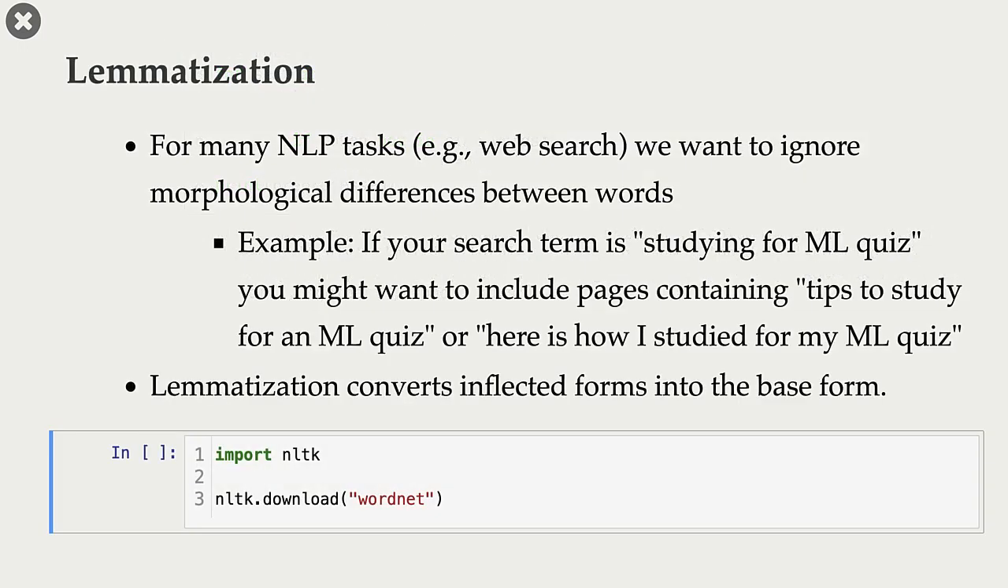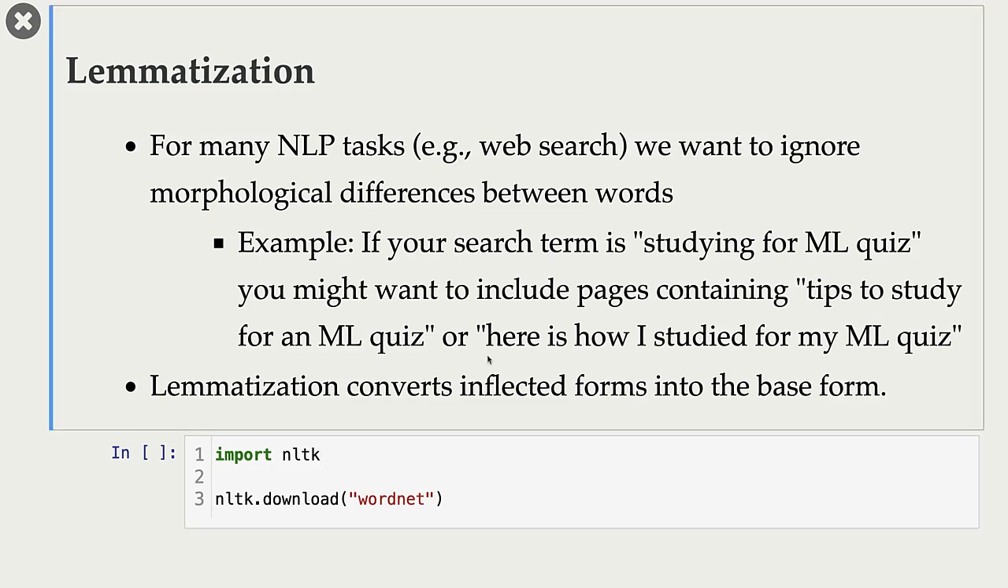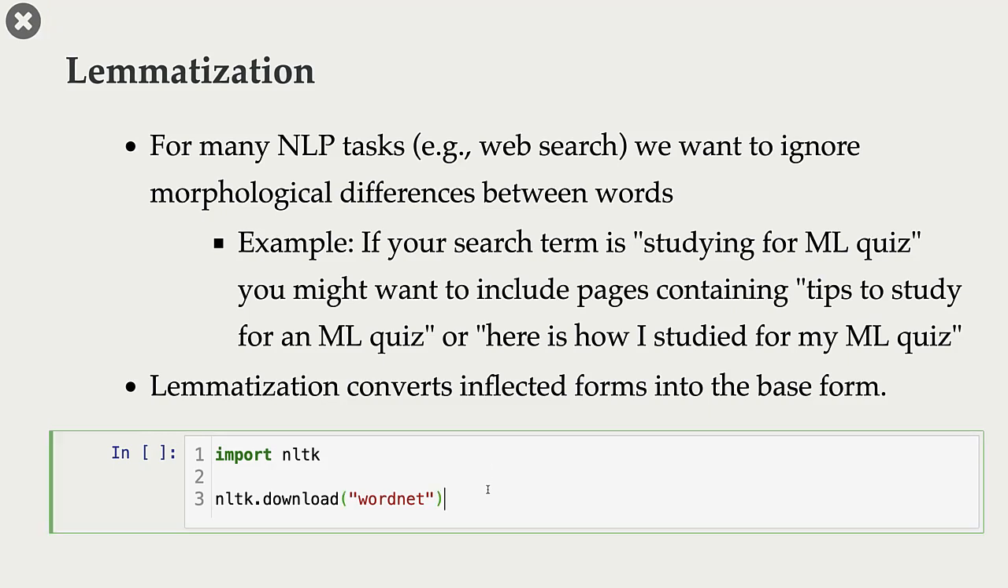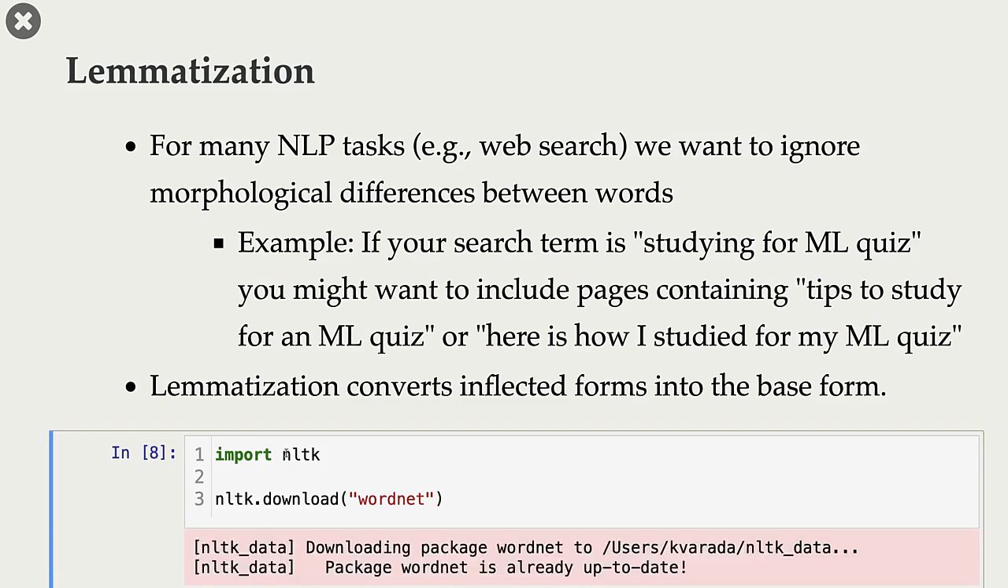Now the next thing that I'm going to talk about is lemmatization. For many NLP tasks, for example, web search, we want to ignore morphological differences between words. For example, if you're searching for a term like studying for ML quiz, then you might want to include pages that contain tips to study for an ML quiz, or here is how I studied for my ML quiz. So there are these differences, studying versus study versus studied, and we want all these inflected forms to map to each other. What lemmatization does is it converts these inflected forms into the base form. So studying, study, and studied, everything will be converted to study, for example.